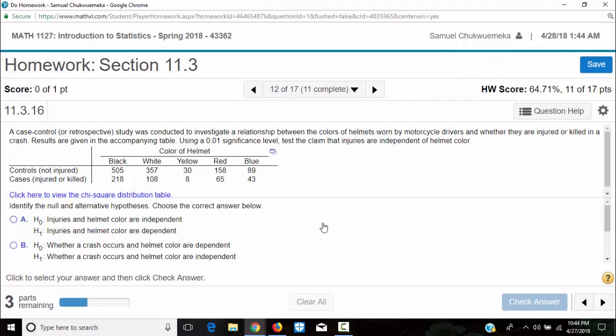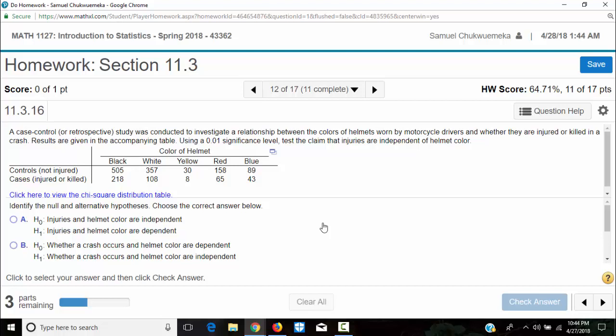Question 12. A case control, which is also known as a retrospective study. We did this when we did observation studies and experiments. We did those.